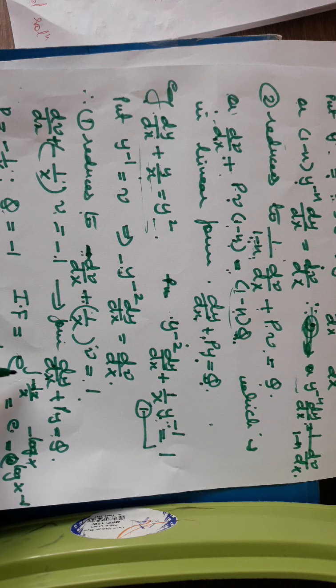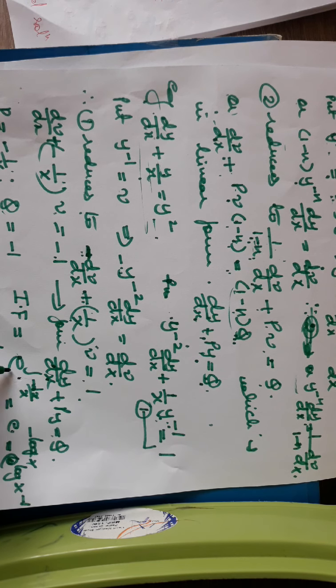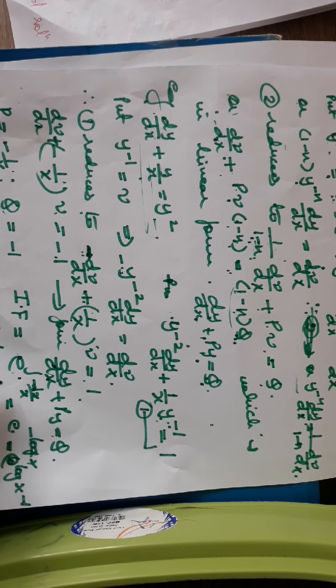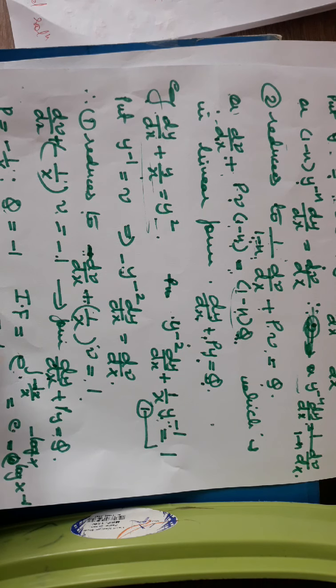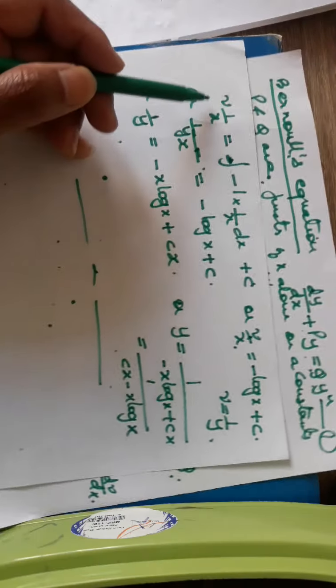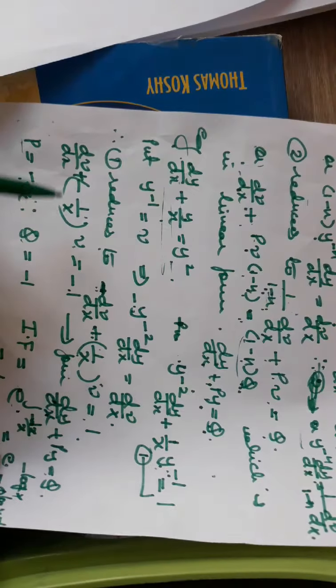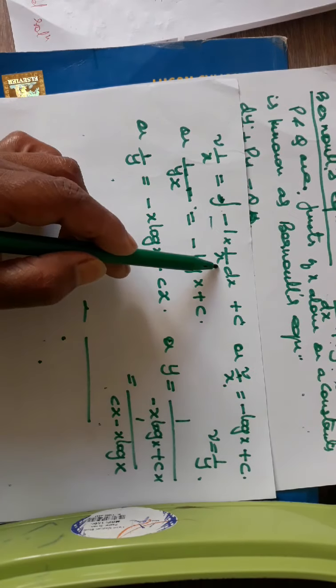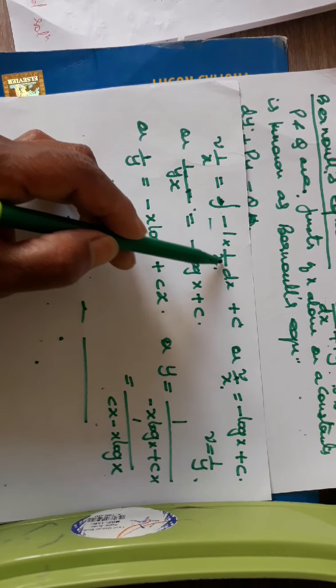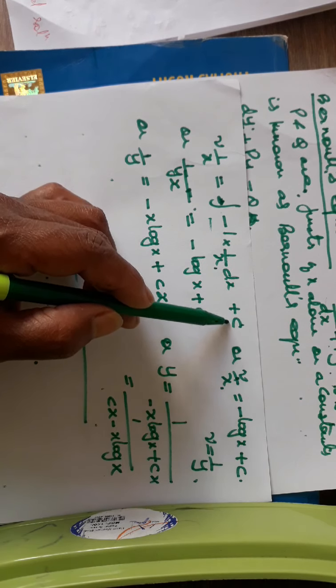So the integrating factor, we know according to the formula, is equal to e to the power integral P dx, but P here is minus 1/x, so the integrating factor is 1/x. Once you get the integrating factor, multiply it into the given equation, and the left hand side will be v times the integrating factor, which is equal to the integral of Q into the integrating factor plus some constant c.